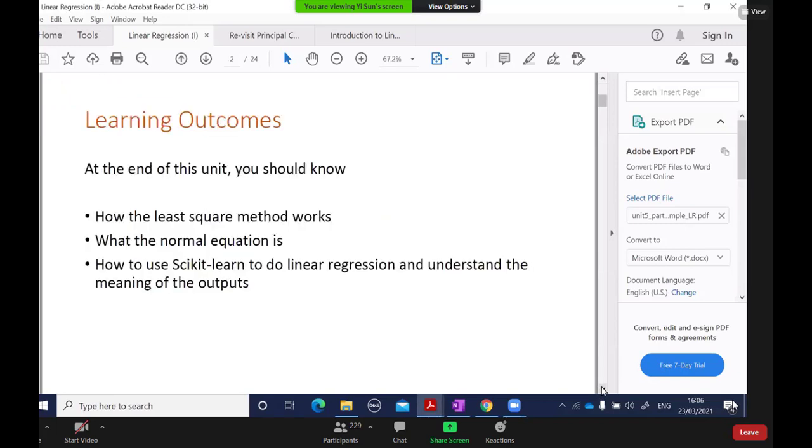Learning outcomes. By the end of this session, you should know how the least squares method works, what the normal equation is, how to use sklearn to do linear regression, and understand the meaning of the outputs.